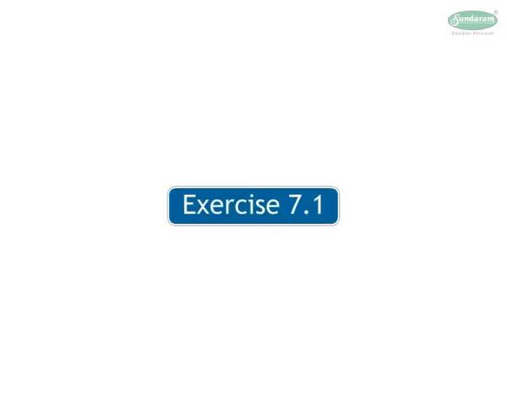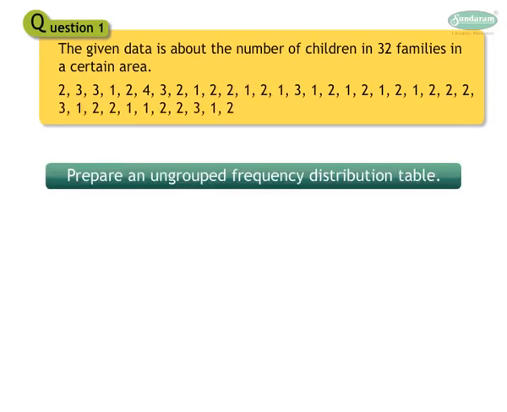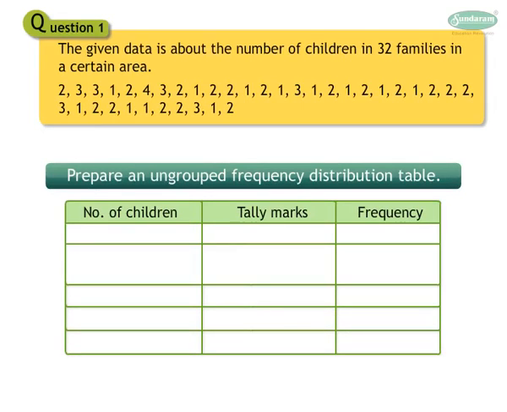Students, let us solve the exercise 7.1. Question 1. The given data is about the number of children in 32 families in a certain area. We are asked to prepare an ungrouped frequency distribution table. In first column, let us put the heading as number of children. Check the lowest and highest score in data. Lowest score is 1 and highest score is 4. List the numbers 1 to 4 in first column under the heading number of children.